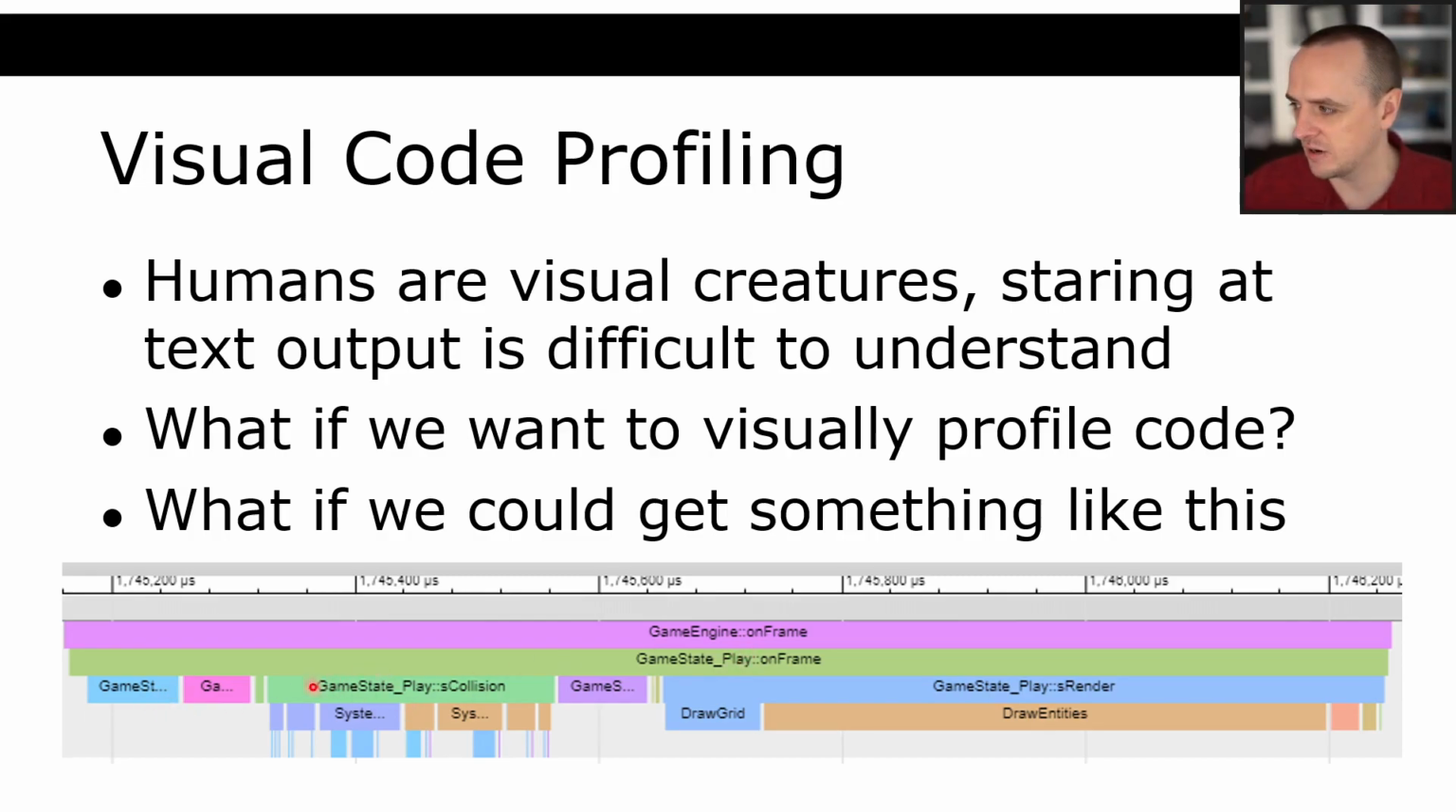Oh, wow, like here's my collision code. Here's how long that takes in comparison to my rendering. And here's how long the drawing of my entities takes, or the drawing of the grid, or the user input system, or whatever, right? This is what we want. So we can actually see at a glance how long everything takes in relation to each other in our program.